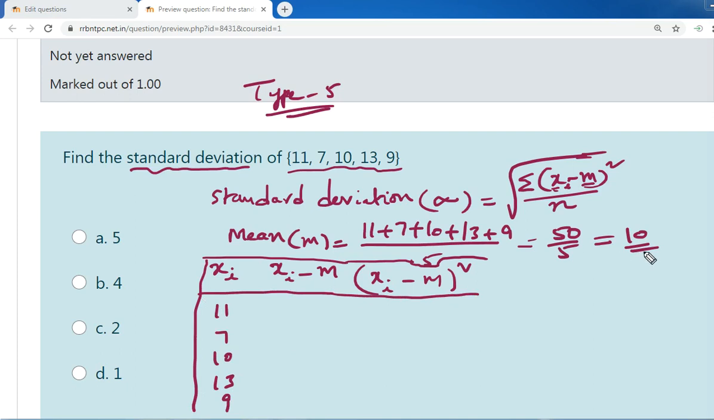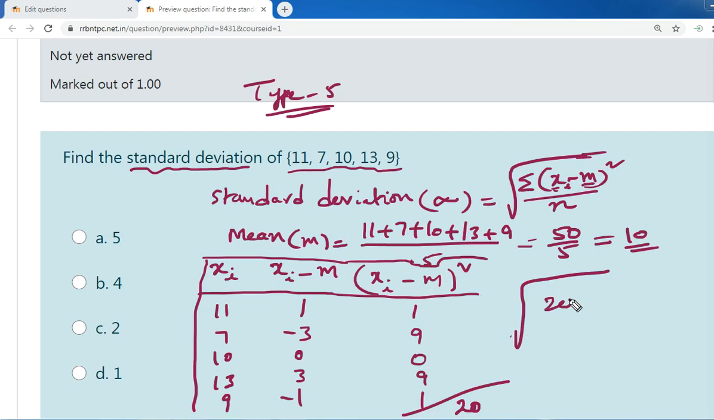So xi minus m, what is the m value we found? 10. So 11 minus 10, 1, 7 minus 10, minus 3, 10 minus 10, 0, 13 minus 10, 3, 9 minus 10, minus 1. Now find out xi minus m whole square. So 1 square is 1, minus 3 whole square, 9, 0 square, 0, 3 square, 9, minus 1 whole square, 1. So find out the sum. Sigma means sum. So the sum is 20. So the sigma of x minus m whole square is 20.